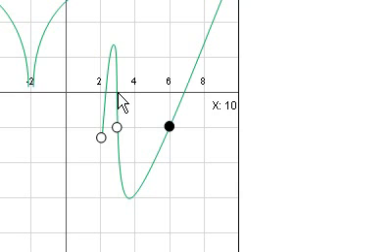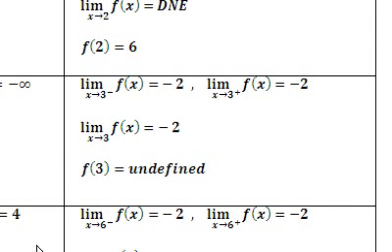Alright, so 3 is located about here on the x-axis. Now, this white circle here indicates there's a hole in the graph. But we're going to go through and systematically check this. So the first thing we're going to check is the limit as x approaches 3, and then we're going to check f of 3.